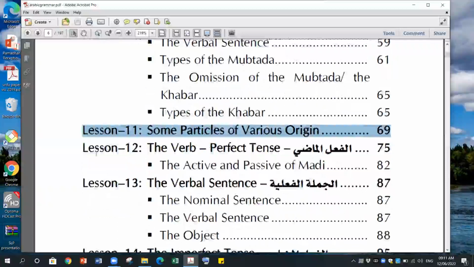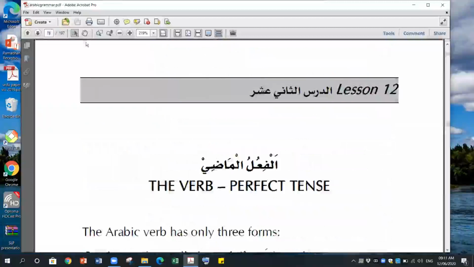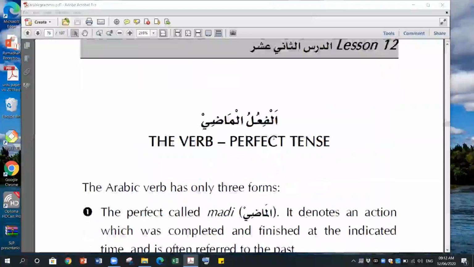Okay, now today our lesson is lesson number 12, inshallah, right? So we are starting verbs today, inshallah. Let me go to that page. Lesson number 12. Al-dars al-thani ashar, al-fi'l al-madi.